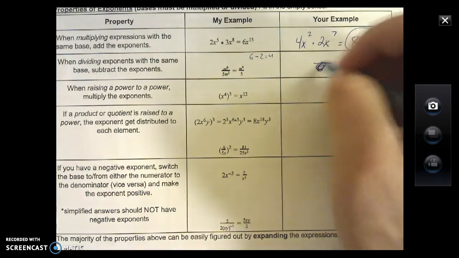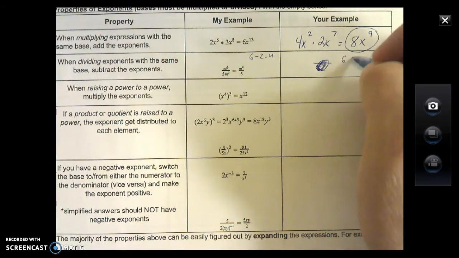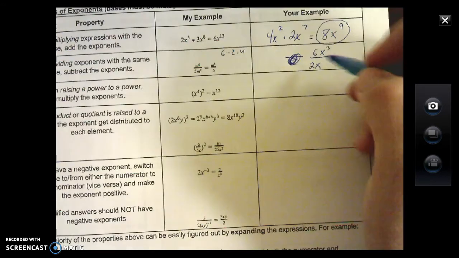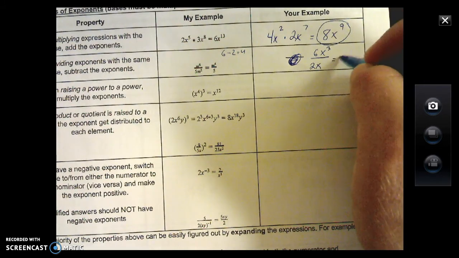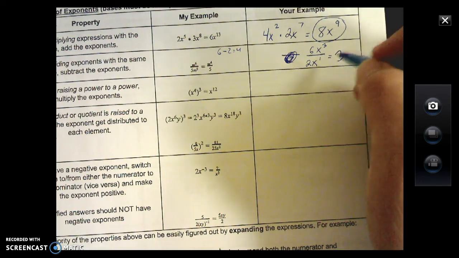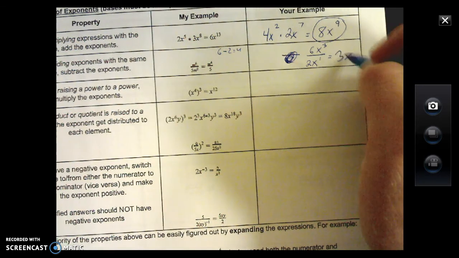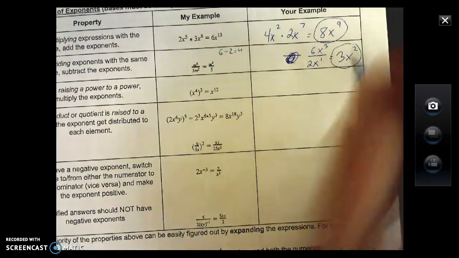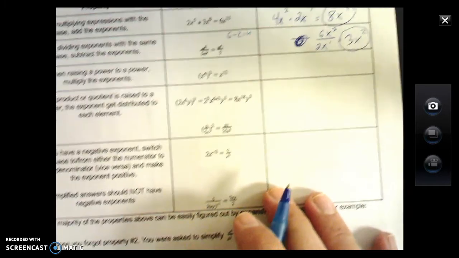Okay, so let me do 6x to the third over 2x. I can divide the numbers. 6 divided by 2 is 3. And there's always a 1 there if you don't see anything written. 3 minus 1 is 2, so it's x squared. Okay, it's a side example.